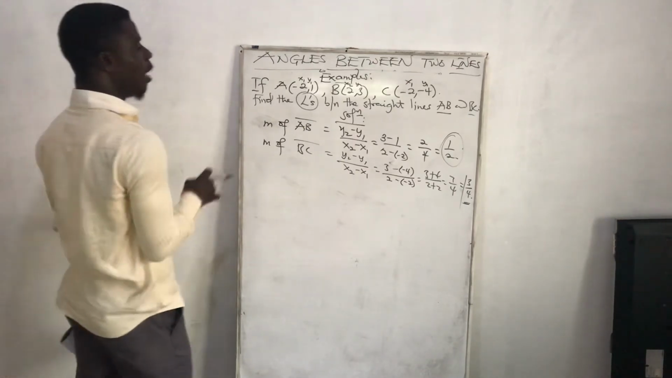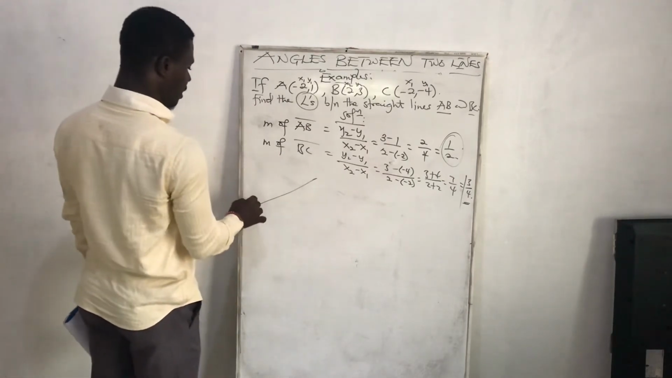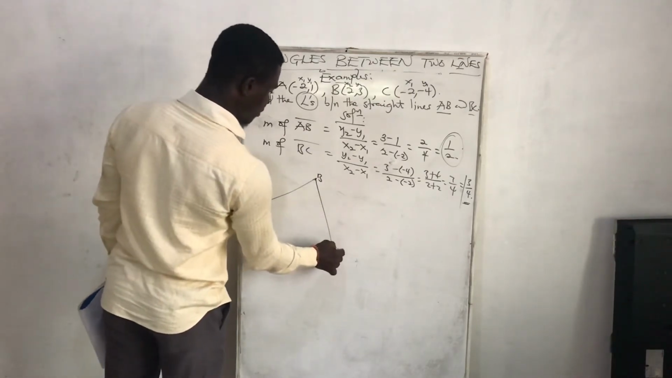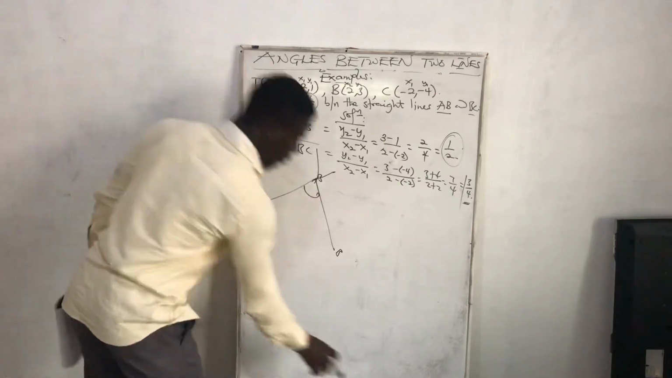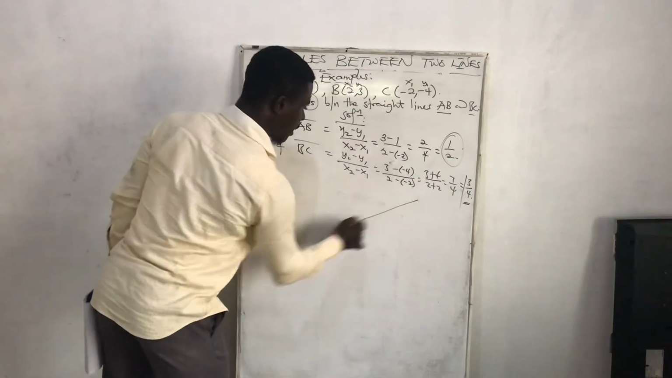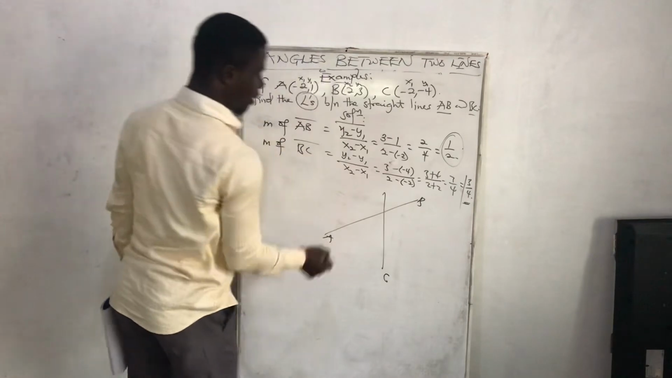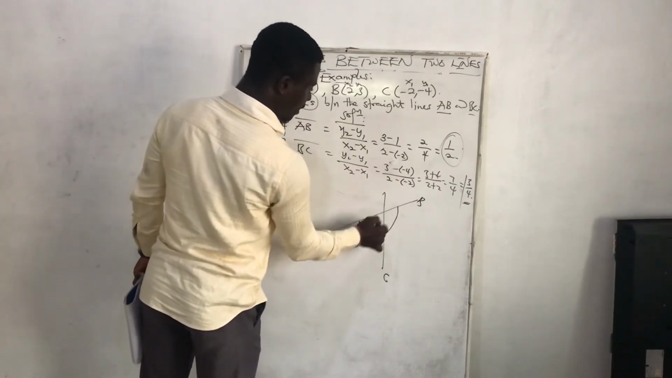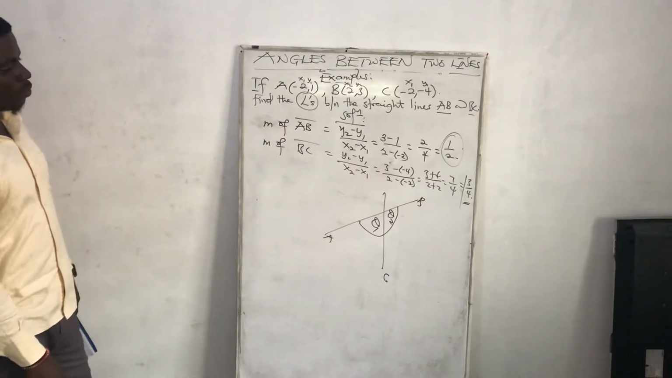So how do I find the angles? Then we have line AB and line BC. So we are finding the angles between them. Let me sketch that properly. So I have line AB, then line BC, this one. We are finding the angles between them, theta 1 and theta 2.